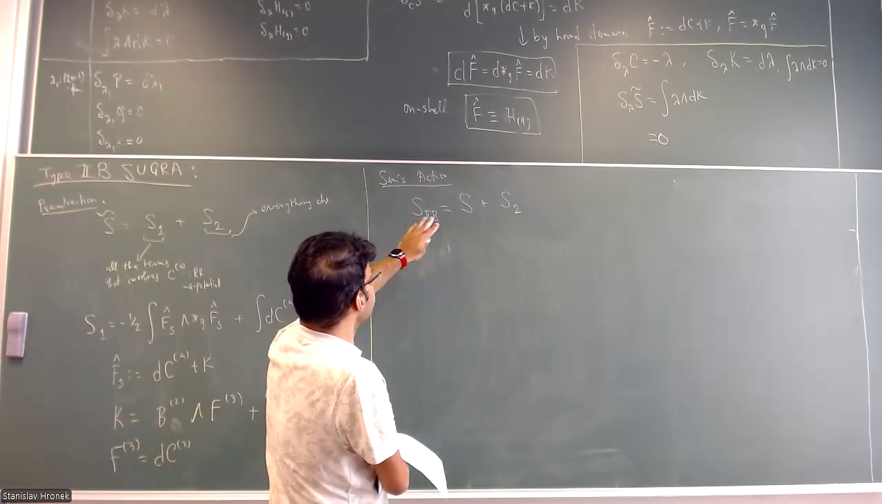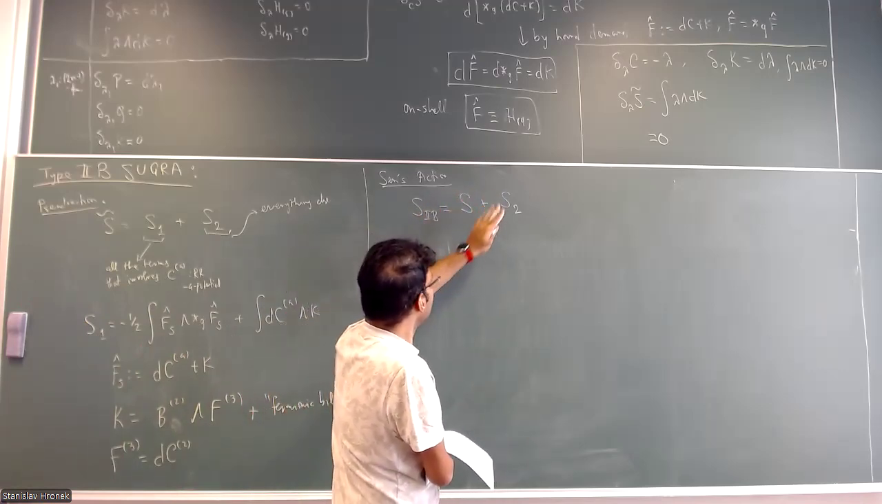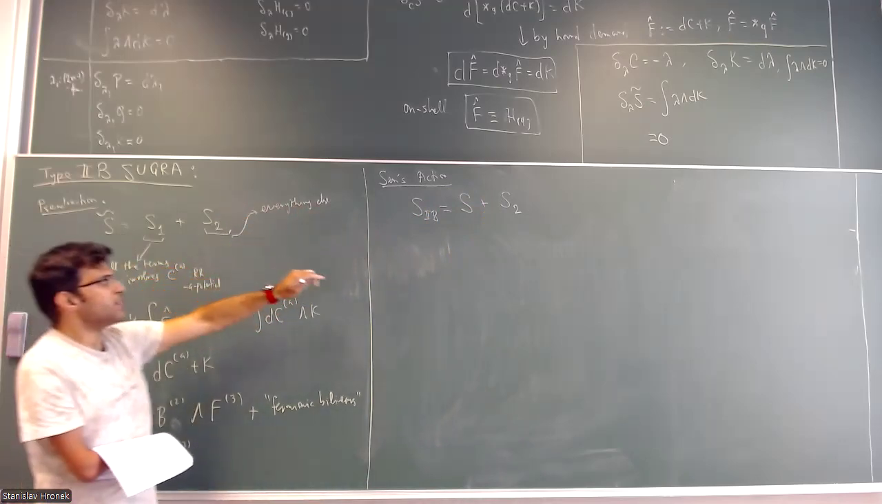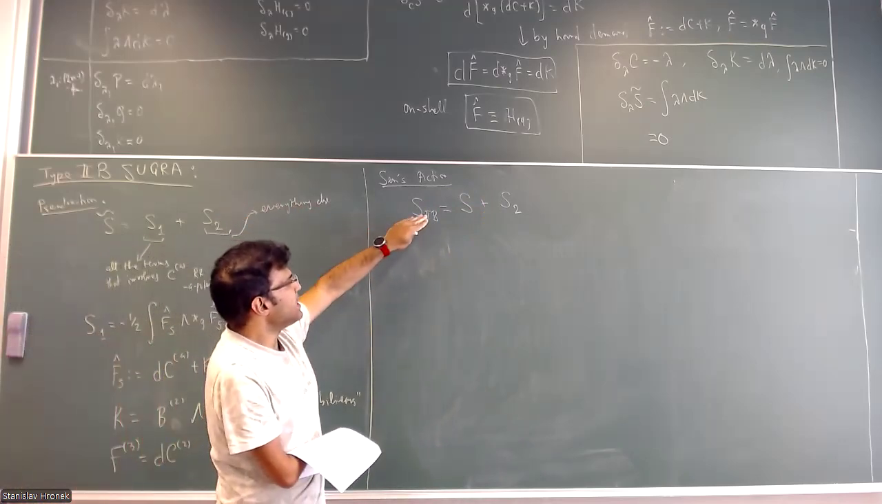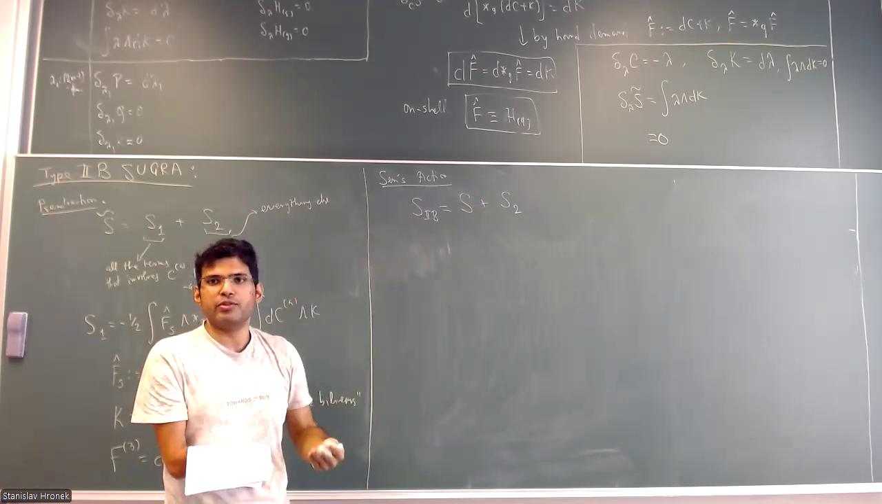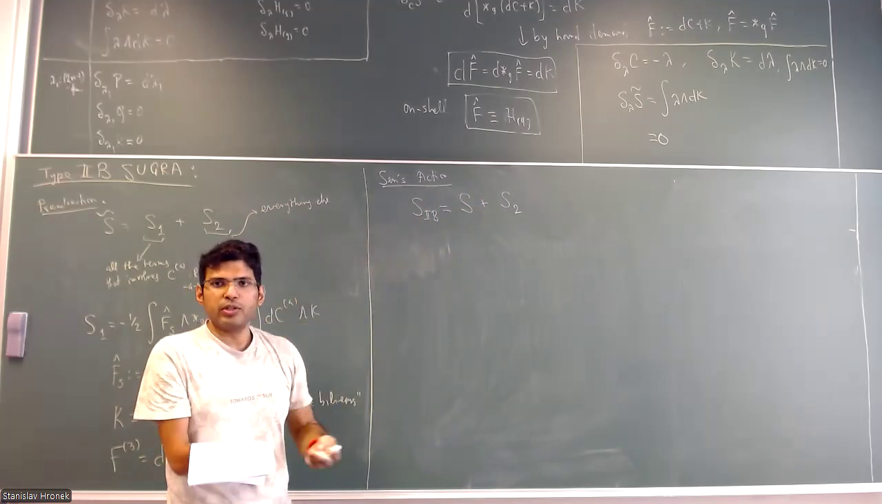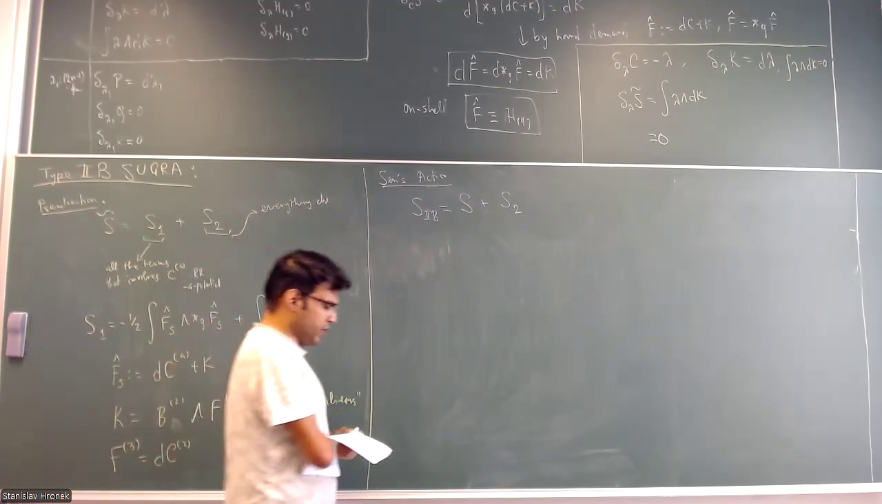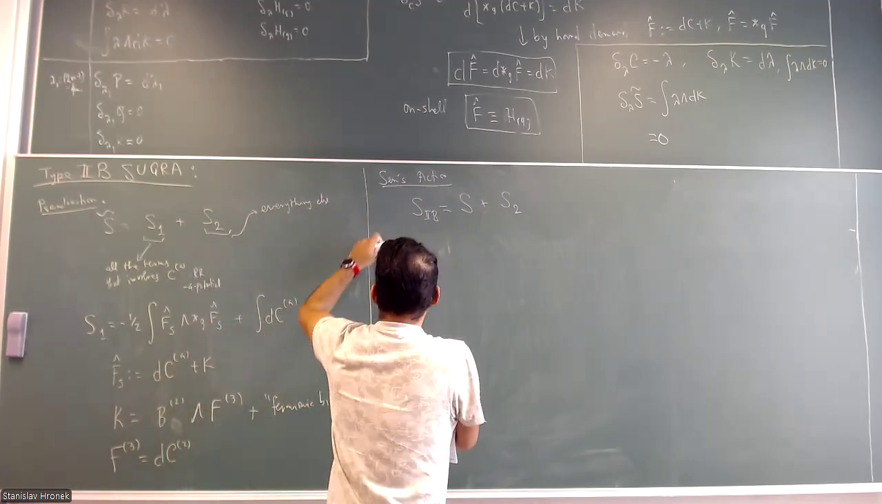So right now, this is just a proposal, right? To check that this is really correct. If somebody comes and tells me that I have given you an action for type 2 supergravity, the first thing I have to check is whether it reproduces the type 2 supergravity equations of motion. Those equations of motion are known unambiguously, and I should be able to reproduce them. Right? So we have to check that.